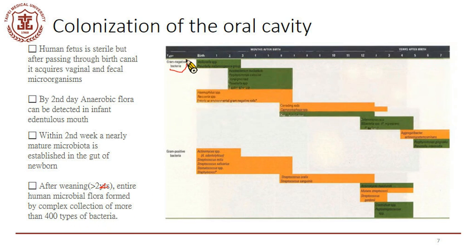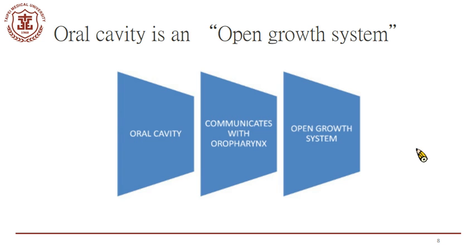So as we can see, we can have gram-negative and gram-positive bacteria, and with time, we will get more and more of them. That is how you are formed from 2 years until now. Eventually, they will change a little bit depending on more specific things. Of course, the oral cavity is an open growth system. The oral cavity communicates with the oropharynx.